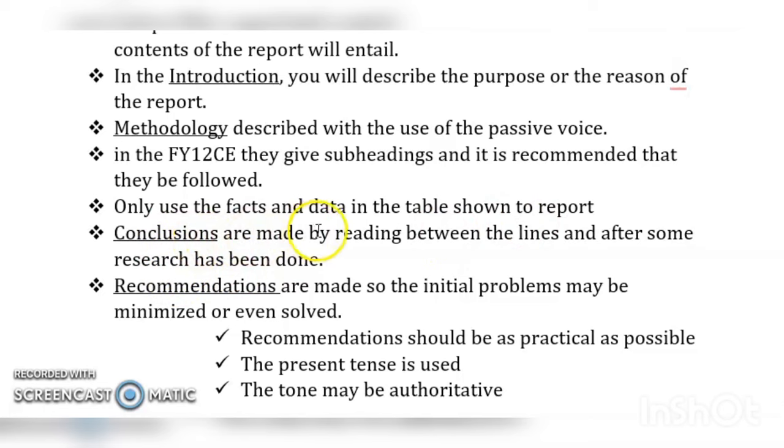Conclusions are made by reading between the lines and after some research has been done. So this can only be done if you have been practicing. This is where your revision is paramount. So while making this video, you have a few weeks till your external exams, or if you're watching this just before your external exams and you haven't done enough practice, I suggest you just stick to the expository essay. Do not do something that you did not practice on, students.